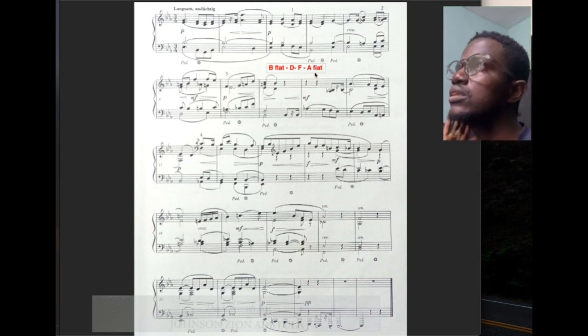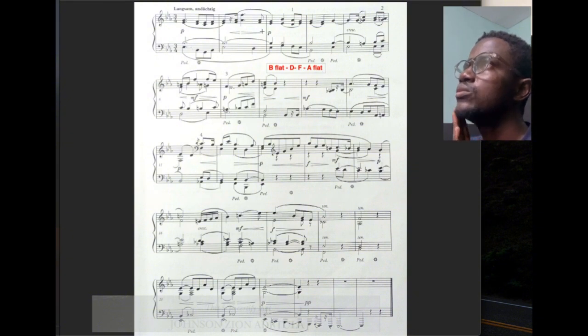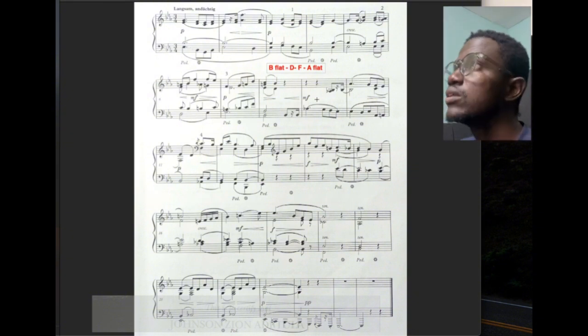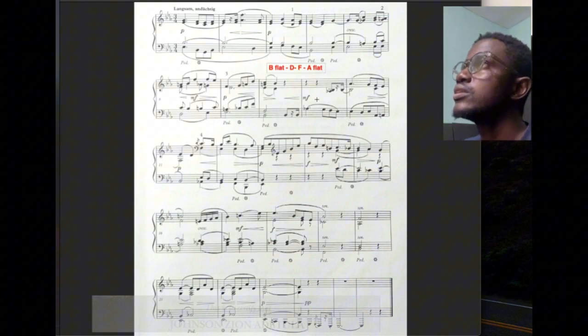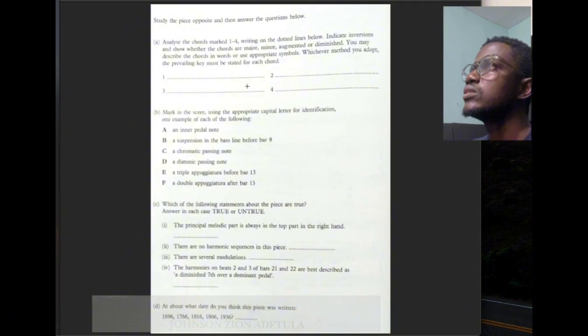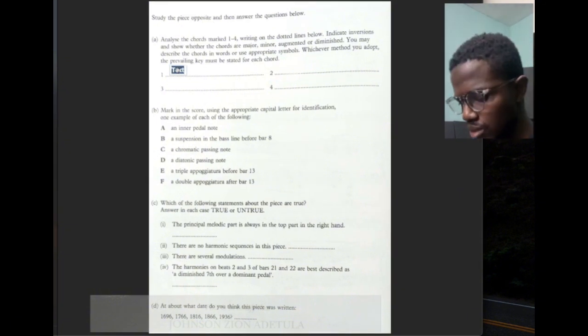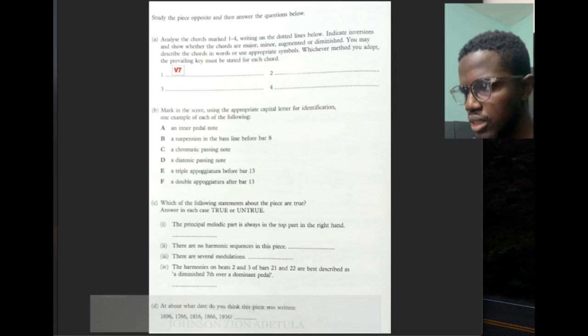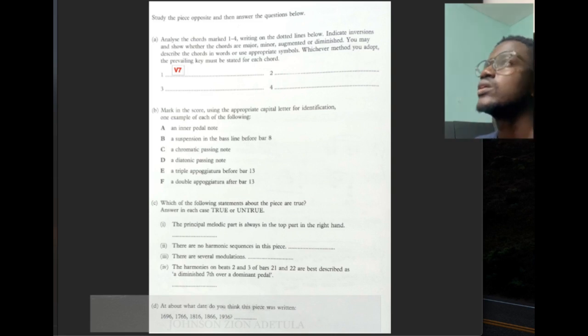This is in A flat major, no modulation yet. Dominant 7th. The lowest is F, so third inversion. So that would be a dominant 7th, F is the lowest, and B, D, F, A flat.